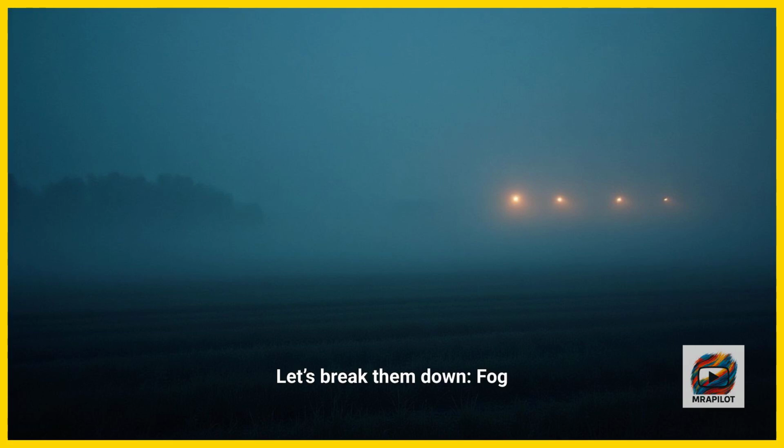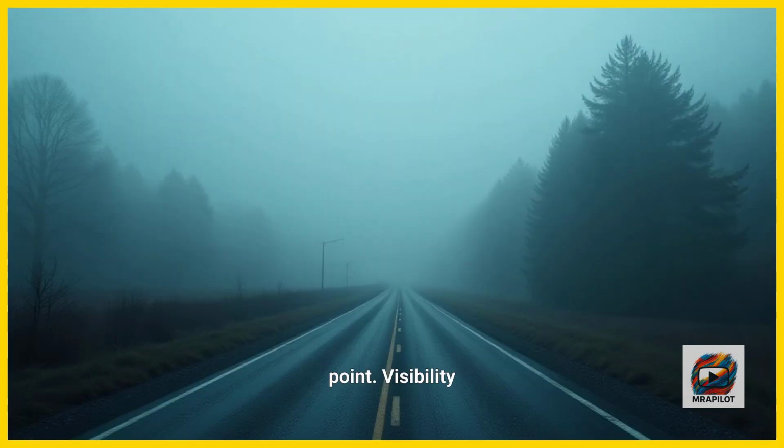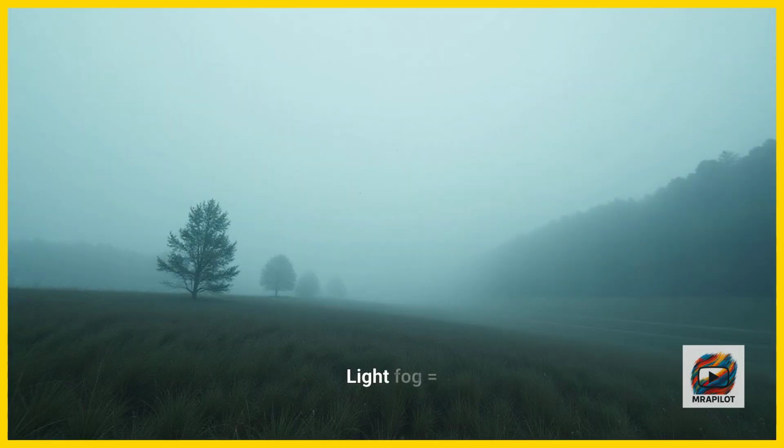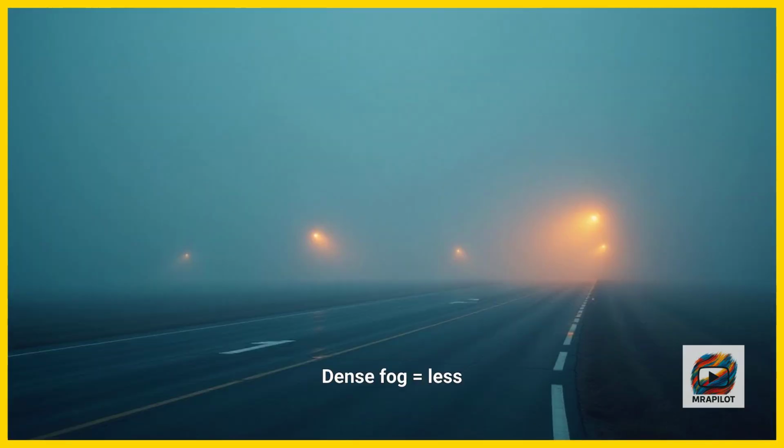Let's break them down. Fog, FG, forms when the air temperature drops to the dew point. Visibility is usually less than 1,000 meters, and it's classified by density. Light fog equals visibility 600 to 999 m. Dense fog equals less than 600 m. Fog is a major hazard for both takeoff and landing.